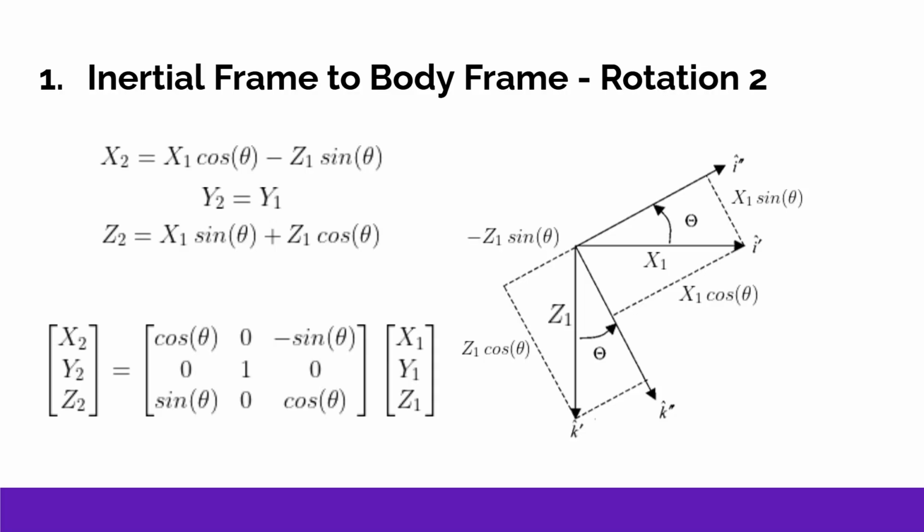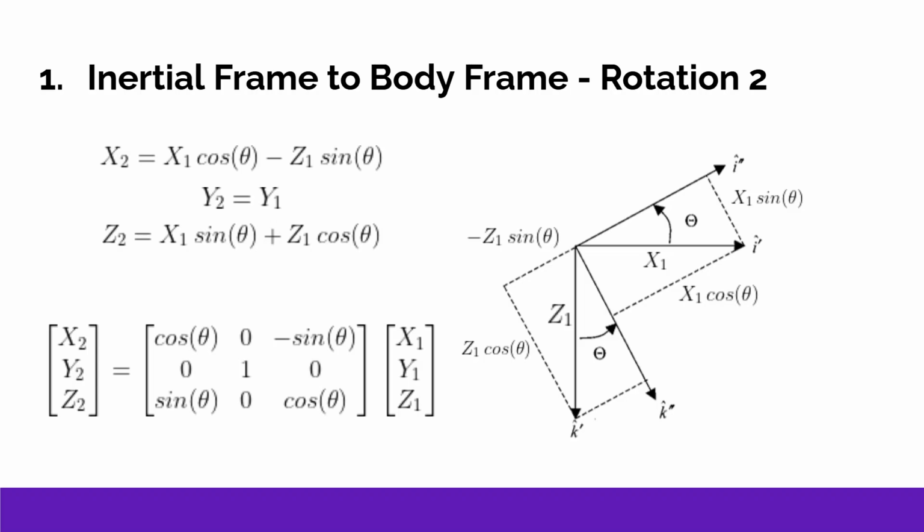So the projection of x_1 onto i double prime is going to be x_1 cosine of theta, and it is going to be a positive contribution because the direction of the projection is in the same direction as the positive i double prime axis. Now the projection of z_1 onto i double prime is going to be z_1 sine of theta, but because the direction of that projection is in the opposite direction as the positive i double prime axis, it is going to be a negative contribution.